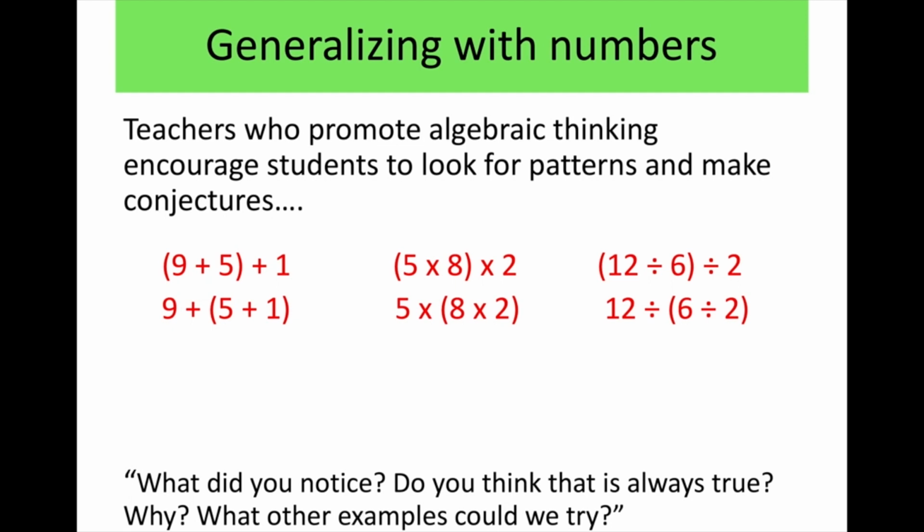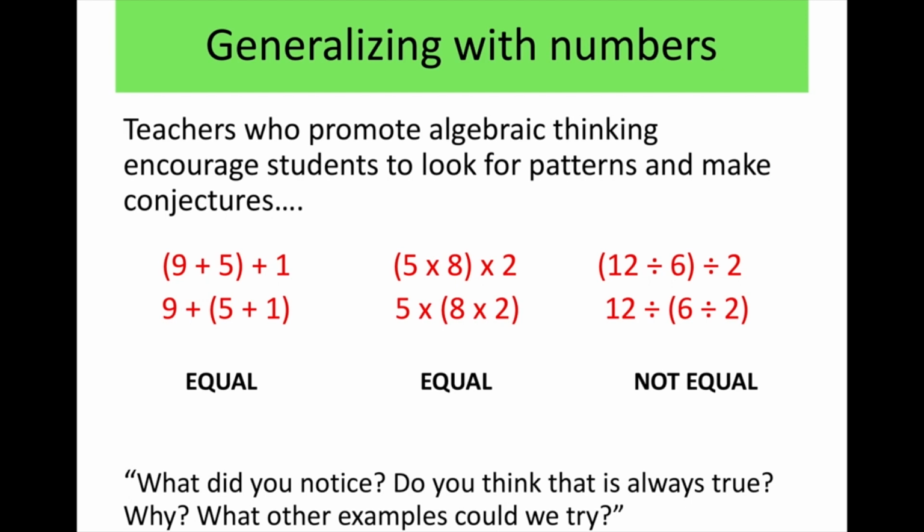This is an example of having them explore the associative property. You're going to notice that in the first example, those end up being equal. And the second example, they end up being equal. And we could test those with different numbers and realize, again, the order doesn't matter, that the place of the parentheses doesn't matter in terms of order of the operations. We get the same answer either way.